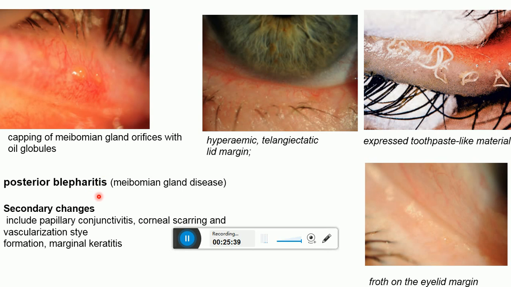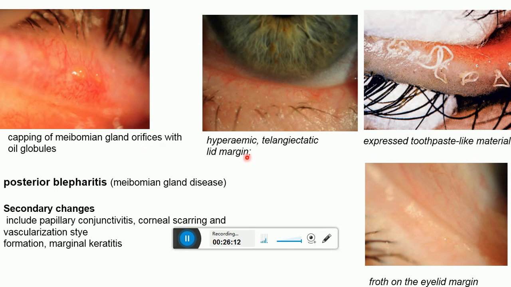Signs of posterior blepharitis, also known as Meibomian gland disease. There is excessive and abnormal Meibomian gland secretion, manifesting as capping of the Meibomian gland orifices with oil globules. There is pouting, recession and plugging of the Meibomian gland orifices.